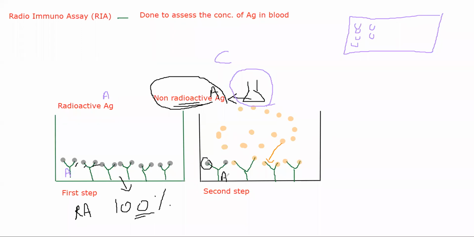What I will do is I will take another serum with non-radioactive antigens and I will pour it in the first mixture which had radioactive antigens. So initially you should have had it like this. One second.